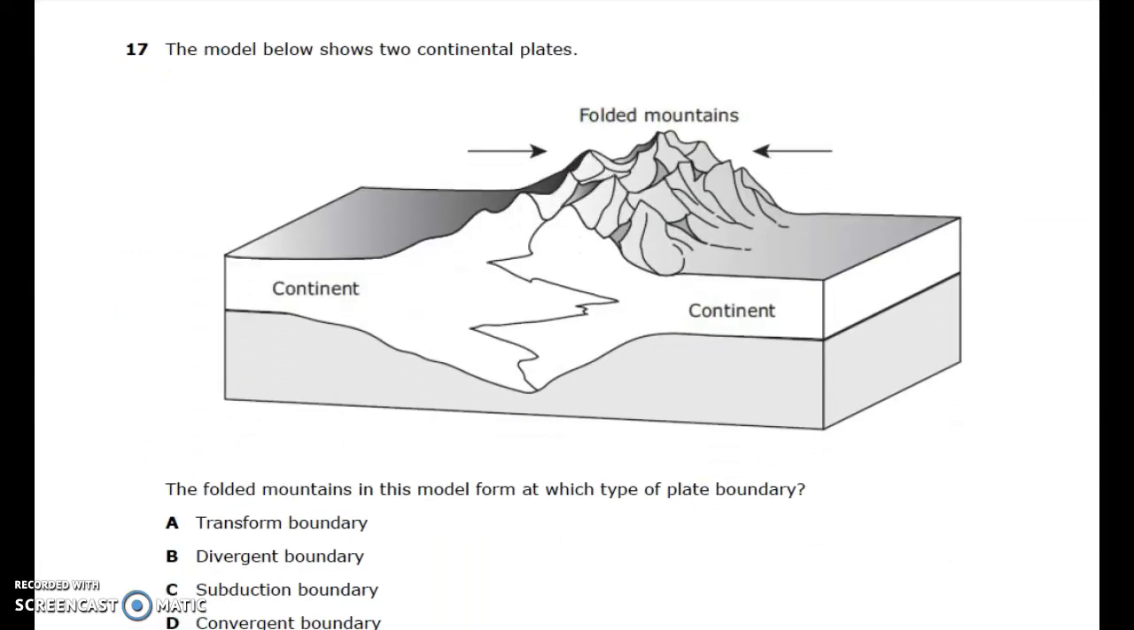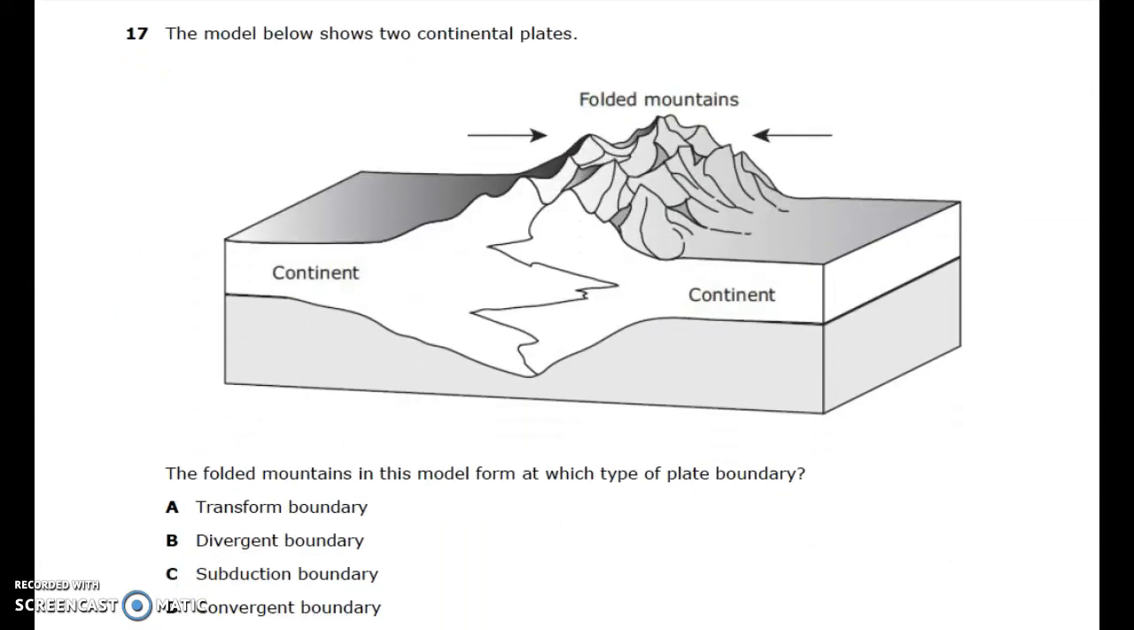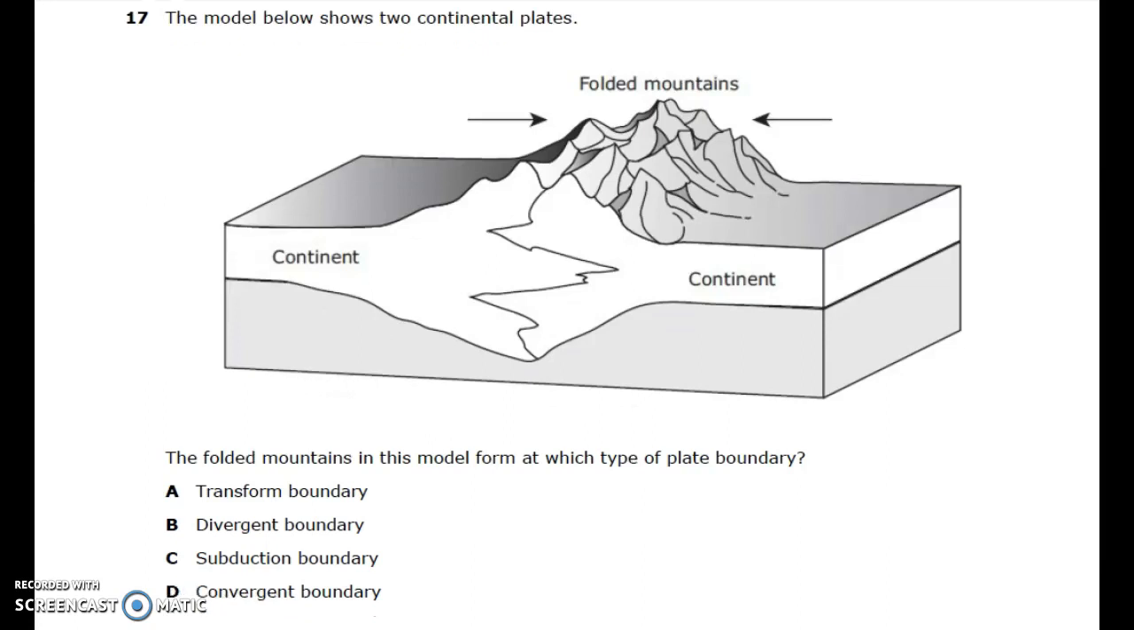Number 17. The model below shows two continental plates. The folded mountains in this model form at which type of plate boundary? A. Transform boundary. B. Divergent boundary. C. Subduction boundary. D. Convergent boundary.